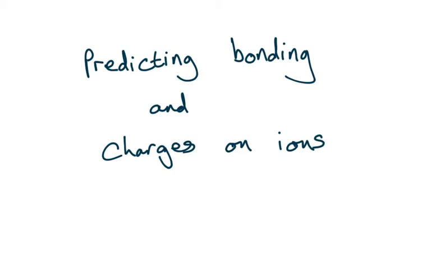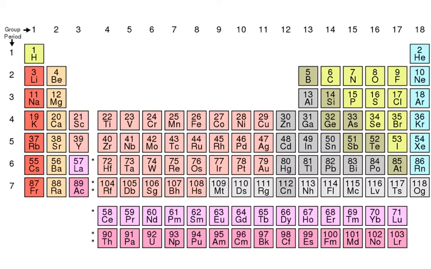So this video is to predict the type of bonding that we might see in a different molecule by using the periodic table and looking at how to predict the charges on ions. Now these might seem like different skills, but we do use the periodic table the same way for both of them. So let's do a quick recap of the periodic table to begin with.